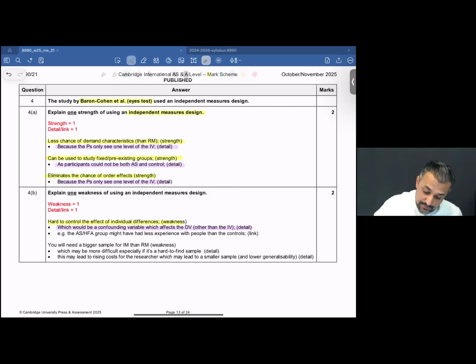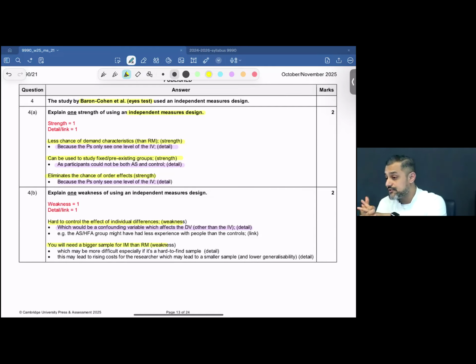Now, let's take this ahead. You will need a bigger sample for independent measures design as compared to repeated measures design. Let's say I'm a researcher conducting a study where for each group I need 30 participants, and there are 3 different groups I am trying to collect data from. If I want to use an independent measures design, I'd need 30 plus 30 plus 30 participants. That together makes 90 participants, which is a bigger sample.